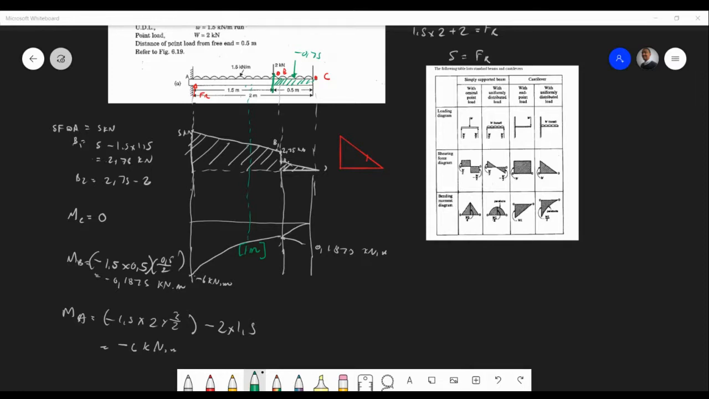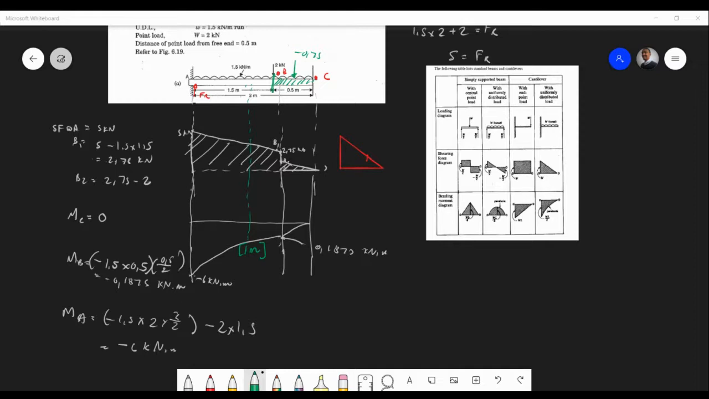So, what you're asking is why. Can you find the bending moment at 1 meter for me? I'll see if you're able to do it. Let's see. Minus 1.5 times 1 times 2, and that's minus 2 times 0.5.